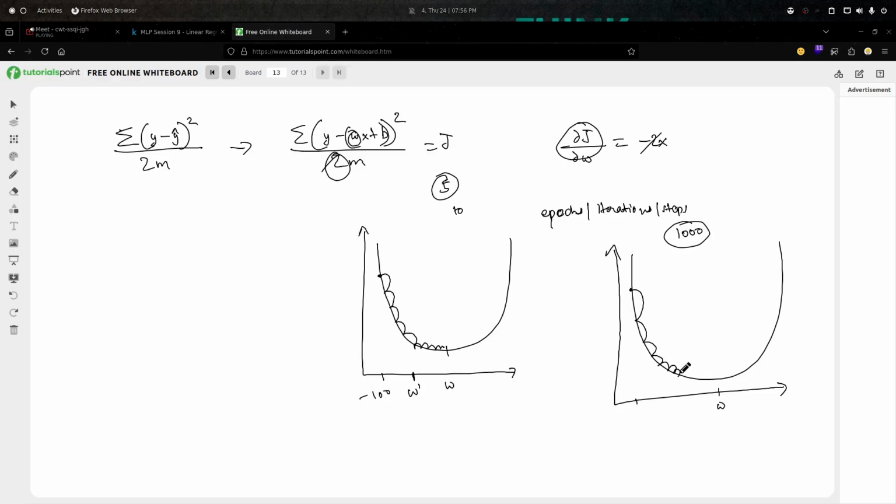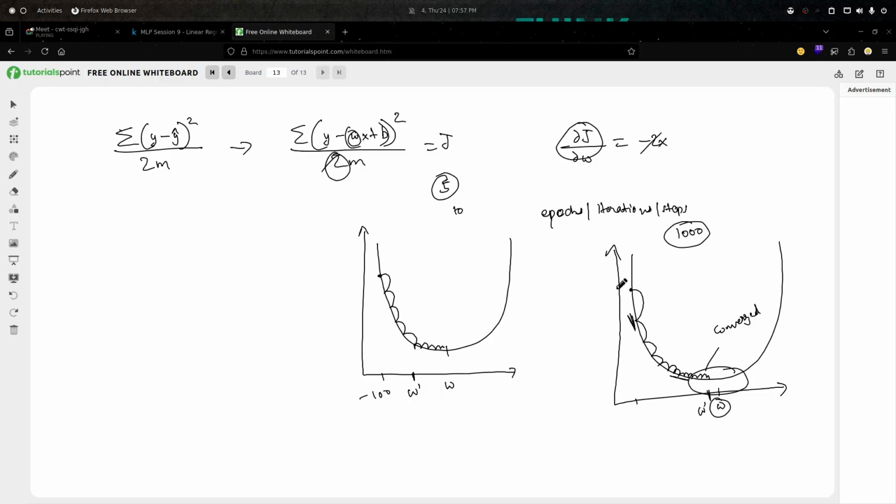But even with 1,000 steps, when it gets around the minimum value, the slope will be very small compared to this slope, right? So it will take very small steps and barely reaches, let's say, this point. After taking all the 1,000 steps, it reaches there. It is not the W, but it is closer to the actual W. So here we call our model converged. And just by the graph we can say our model is converged.